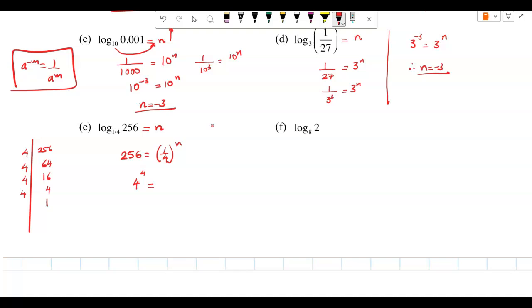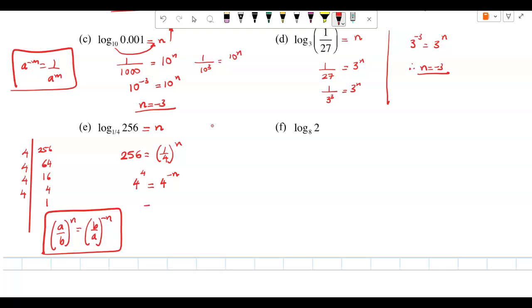What will this be? 4 to the minus 1. Yeah, you are reciprocating, so minus 1. Remember that. a upon b raised to n, if you reciprocate this, the sign will change. When you reciprocate, the sign will change.